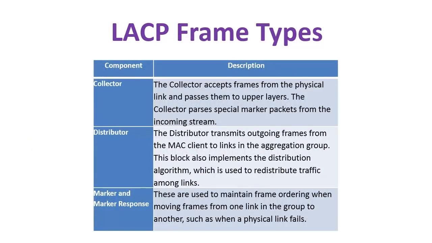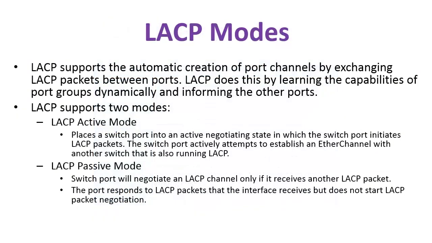Now, there are different types of frames in LACP, and mainly I would just focus on knowing the different components. So there's the collector and the distributor, and there's marker and marker response. So the collector accepts frames from the physical link and passes them to the upper layer. The distributor transmits outgoing frames from the MAC client to links in the aggregation group. And then the marker and marker response are used to maintain frame ordering when moving frames from one link in the group to another. That's about all you really need to know.